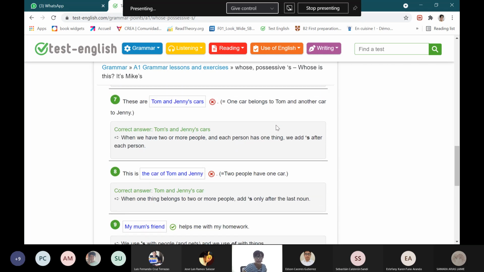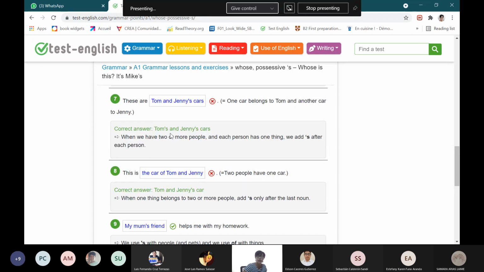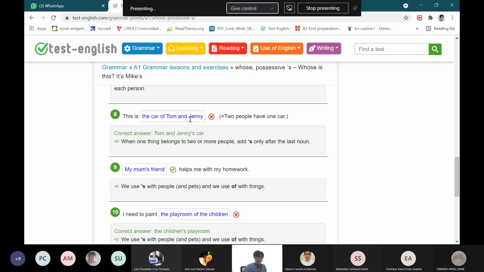¿Sí? Acá sabemos que cada uno tiene un auto. Aquí sabemos que los dos tienen un auto. Two people have one car, right? Tom and Jenny. So they have one car. We're going to say Tom and Jenny's car. But here, Tom has his own car. Jenny has her own car.